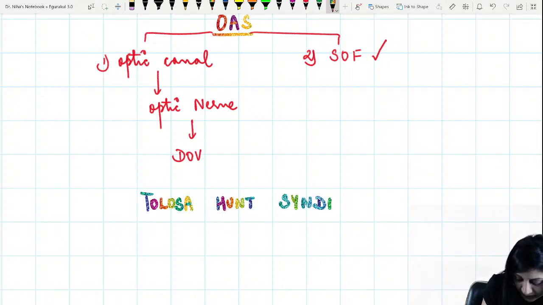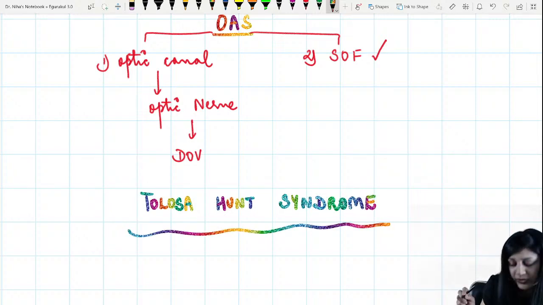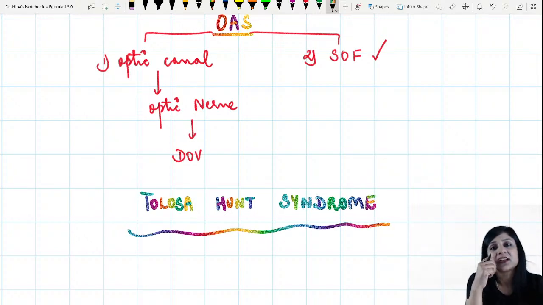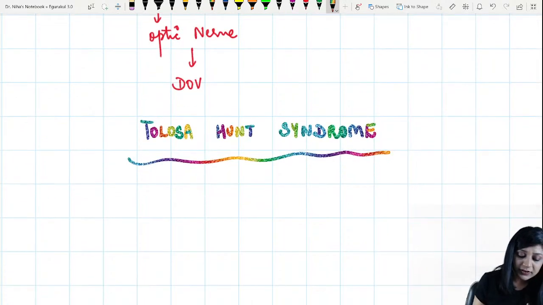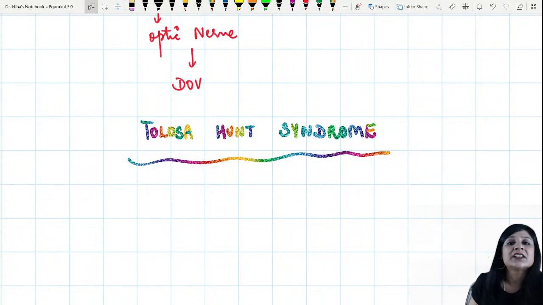So this time we have discussed the proptosis in children. Next time we will also discuss the proptosis in adults. I think that will again be a very important and elaborate topic. I would try to discuss that next time. Now, one more thing is your Tolosa Hunt syndrome.